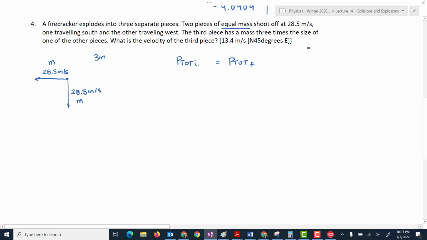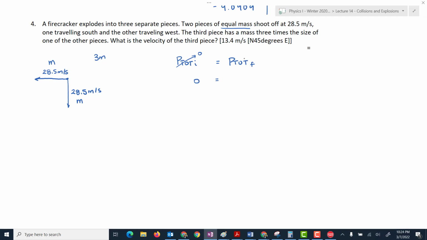And at that point, before it explodes, nothing is moving yet. So it's just all the pieces are stuck together in this firecracker. It hasn't broken off or exploded yet. So if we were to do the mass times the velocity of each of those pieces, the velocities are all 0. So this initial momentum is just 0. So we have 0 equals the total momentum after, which means after the explosion.